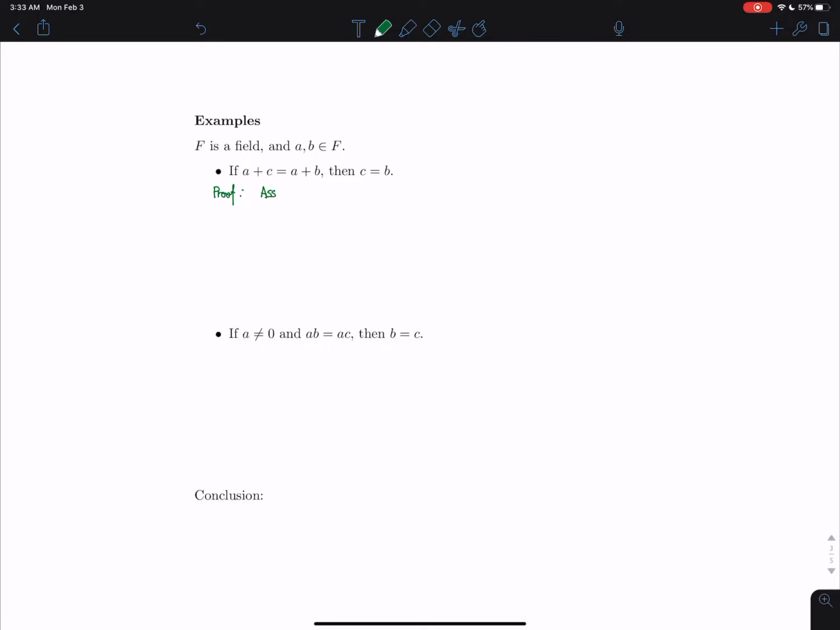Assume that A plus C equals A plus B. And suppose, C, no, we cannot use C. Let's see, suppose W plus A equals 0, which means W is the negative of A here. Okay, so we can add W on both sides. Because I want it to be added with A, that's why I'm adding it on the left side.